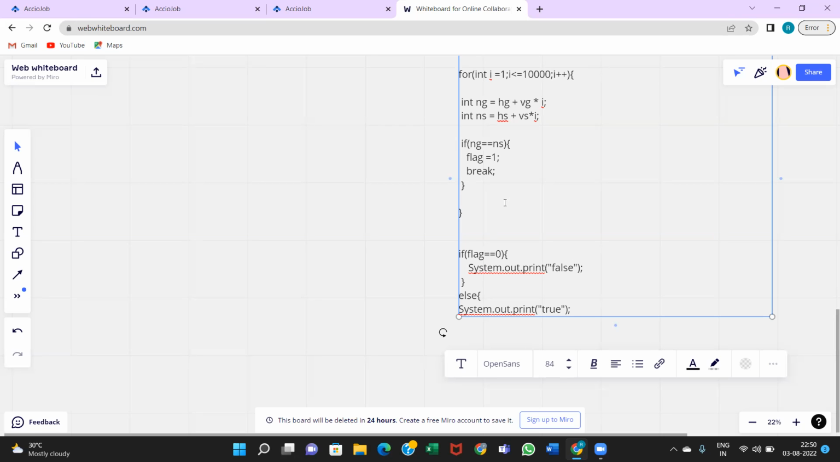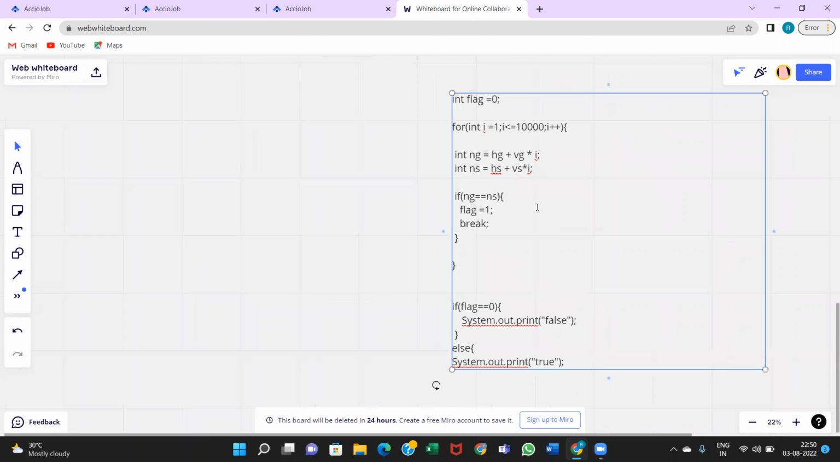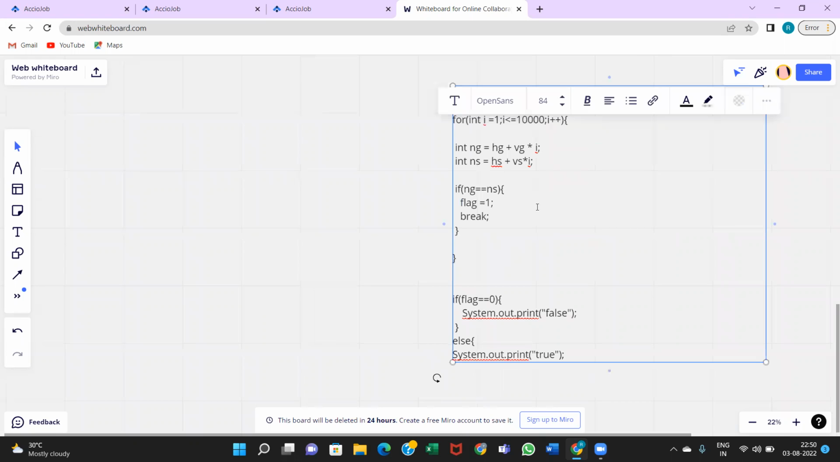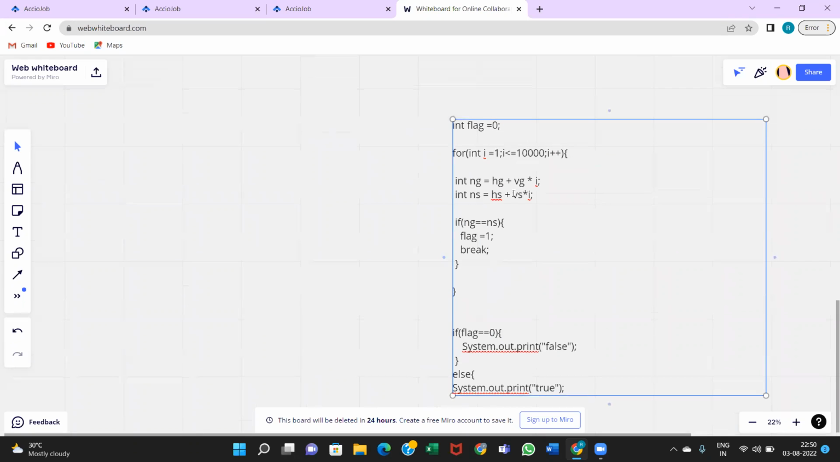Is this clear to you all? So that we could proceed to the next problem. If you want to do it with the for loop part, then also it's fine.